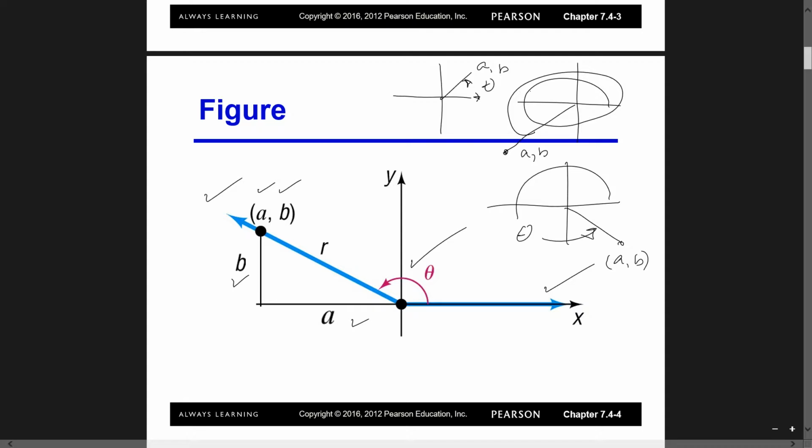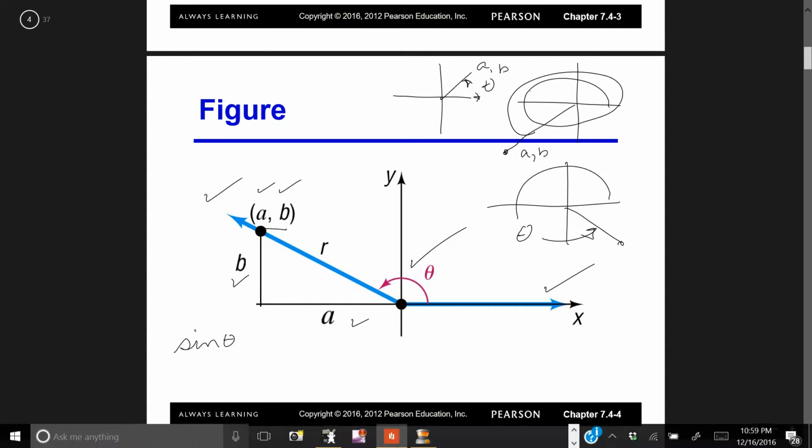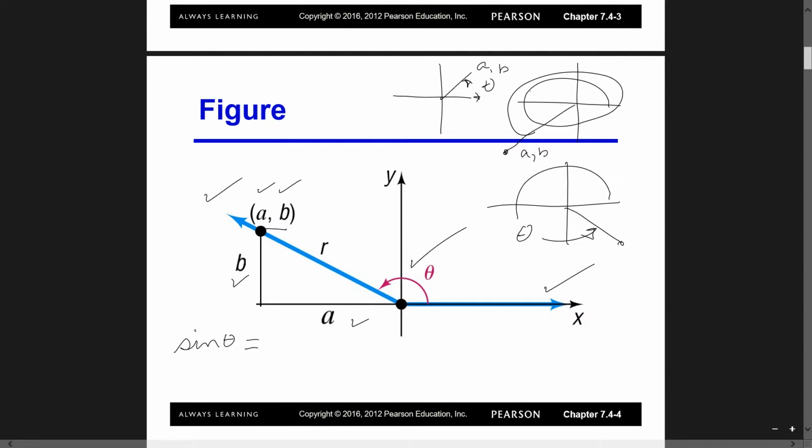Looking at the figure here, we're now going to define sine of theta for this angle as equal to opposite over the hypotenuse, which is B over R. And cosine of theta is going to be adjacent over the hypotenuse, equal to A over R. Tangent of theta is going to be opposite over adjacent, which is B over A.